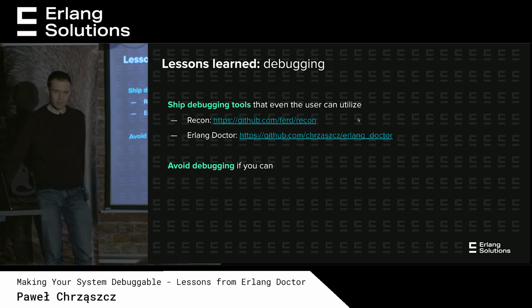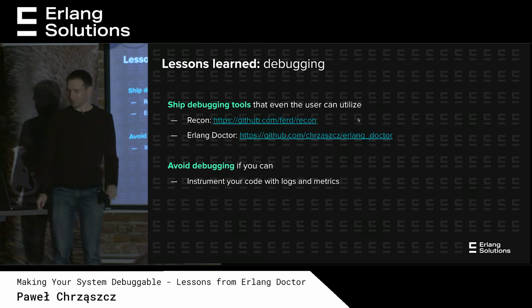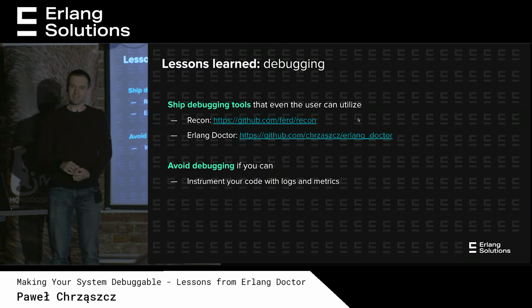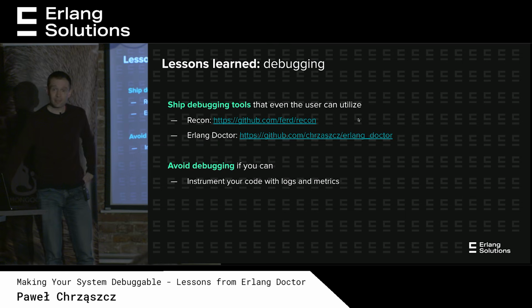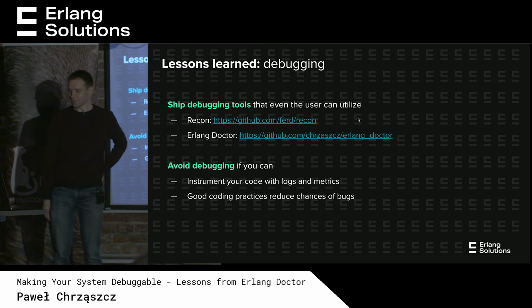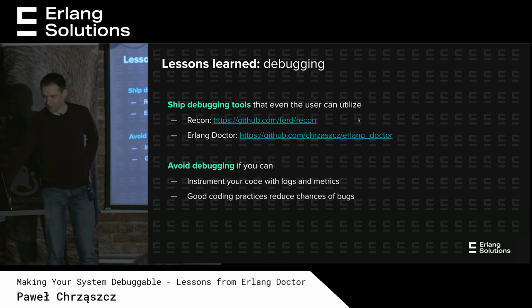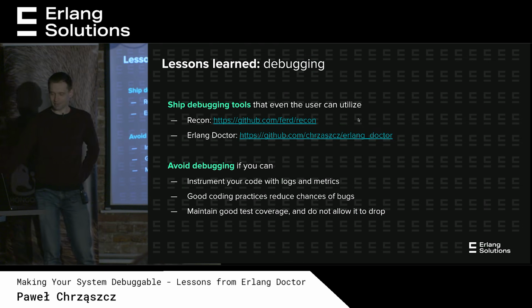Yeah, this is kind of more philosophical. If you instrument the code with logs, metrics, and maybe distributed tracing, as we've learned, OpenTelemetry and others in the previous presentation, maybe they will help us find out what's going on before you have to resort to this kind of digging inside the traces. And good coding practices, yeah, follow them, have good test coverage, normal stuff.